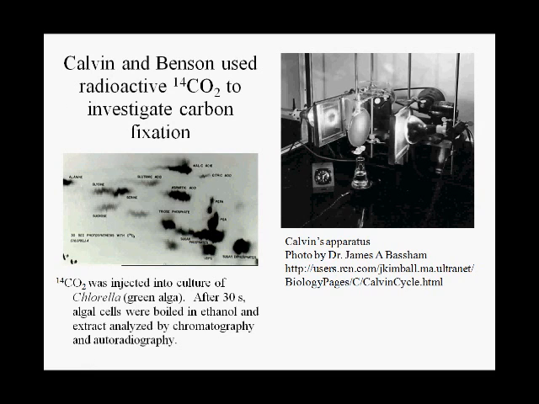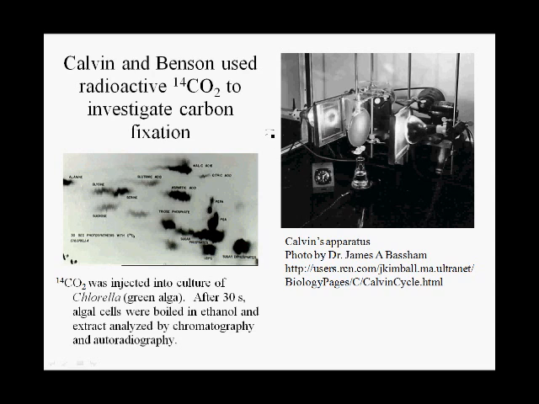What I'm going to tell you right now is the story of how Calvin and Benson and their colleague Bassham figured out the pathway now known as the Calvin cycle, which is how all photosynthetic organisms and even some chemosynthetic organisms use to fix inorganic carbon and convert it to organic carbon.